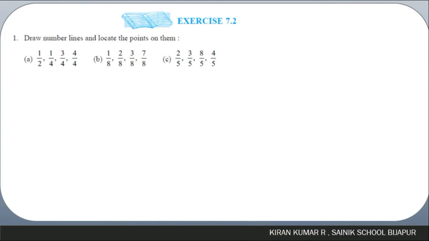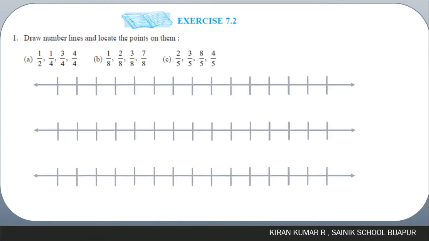What I do is, let me take 3 different number lines. For these 3 lines, I would like to mention each one of them separately. So to represent 1 by 2, 1 by 4, 3 by 4, 4 by 4, what I prefer is to make 4 equal parts between 0 to 1. So somewhere here I'll mention 0, 1, 2, 3, 4 parts. Fourth part I'll mention as 4 by 4, which is nothing but 1.